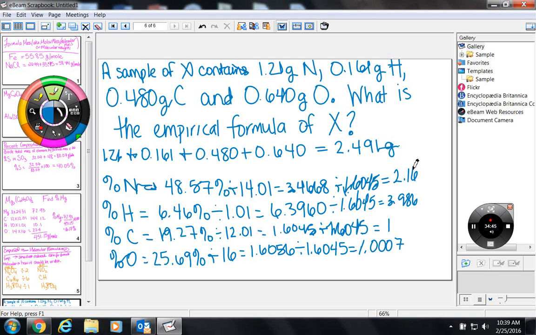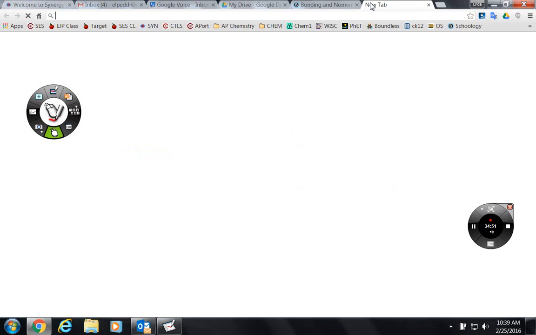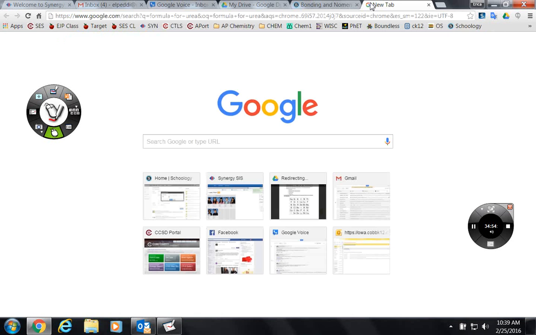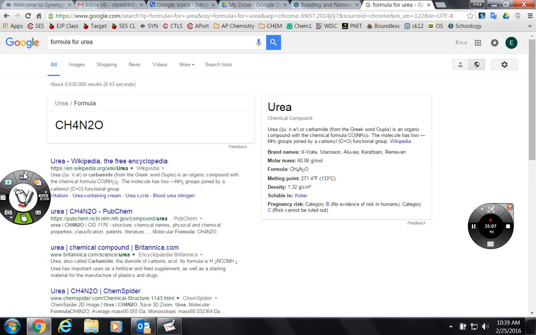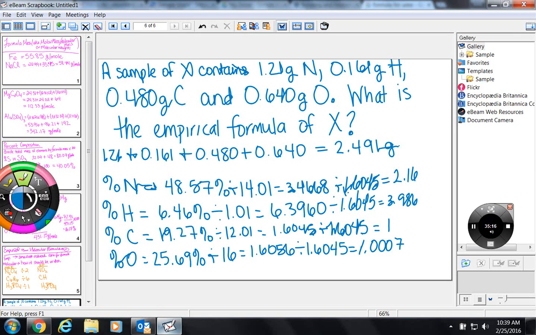Let's see, because this compound is urea. Let's look up the formula for urea real quick, because I don't know. What is the formula for urea? Google is amazing. CH4N2O. What do we have? We have C is 1, and 8. Okay, so they would round that one down to 2. All right, I can go for that. They're saying that's 2. All right. Rachel, you're right. They're rounding that one down to 2.